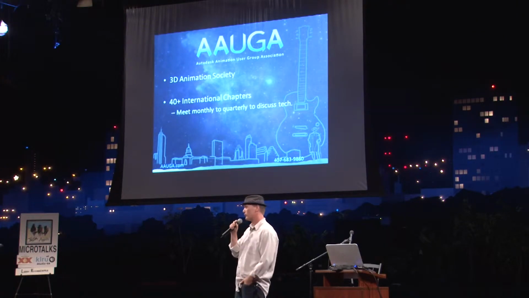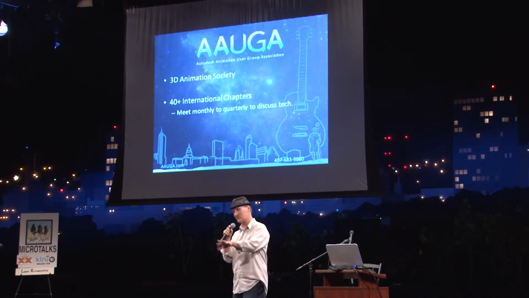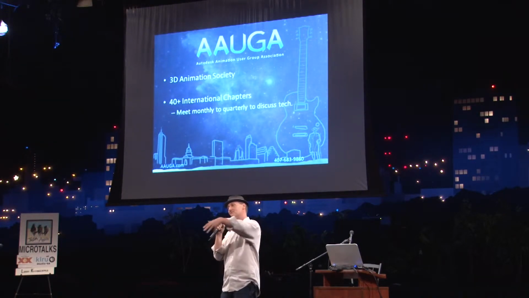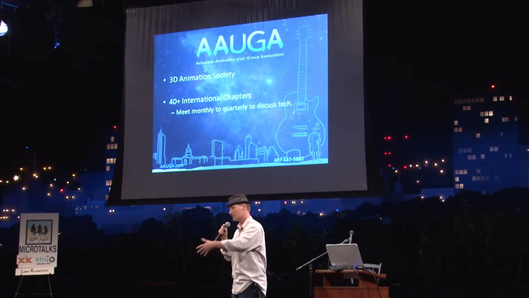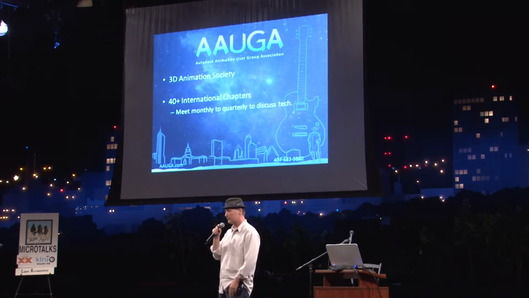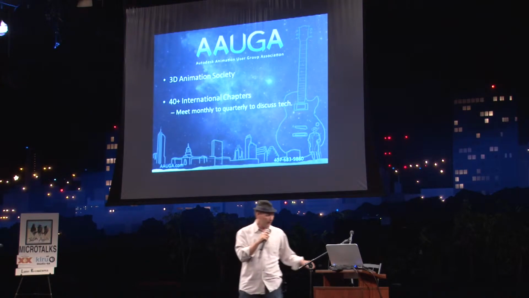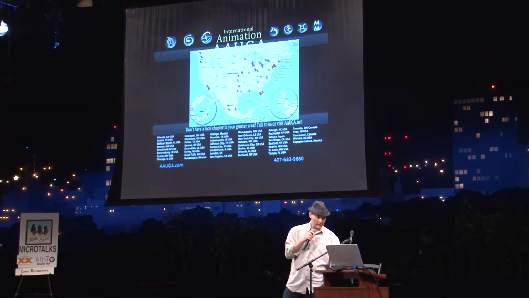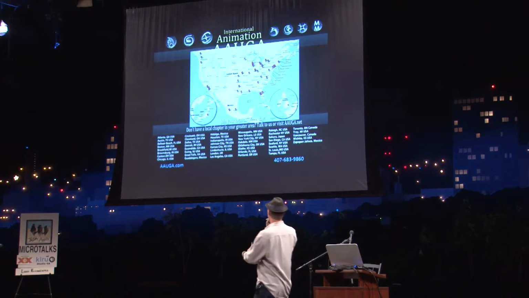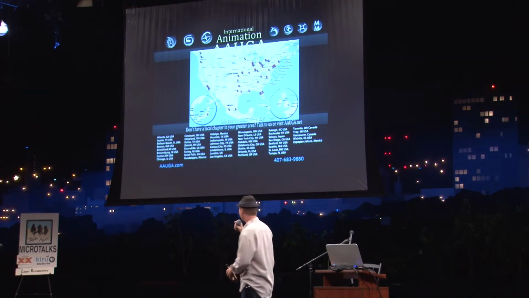There's currently about 40 plus chapters, and as we identify Rogue 3D Studio, Maya, Softimage user groups and others, we invite them in, and we're quickly growing. We meet monthly to quarterly. Here in Austin, we meet monthly, and like John said, it's the last Tuesday of every month. There's a map showing all the current chapters that we know of.